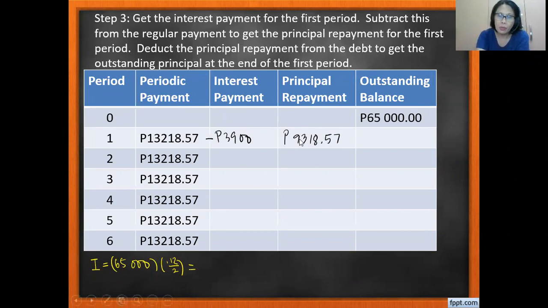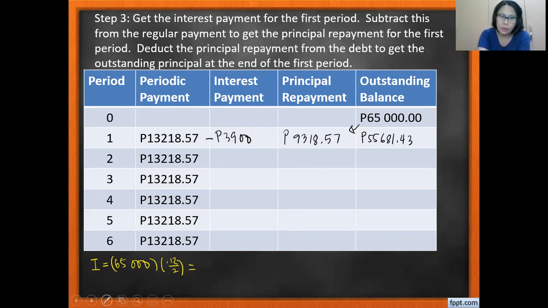When you add the two, it's the periodic payment. So the new outstanding balance will be 65,000 less the principal payment. So in your calculator again, 65,000 minus answer equals the new principal amount, the new outstanding balance. So that's 55,681.43.